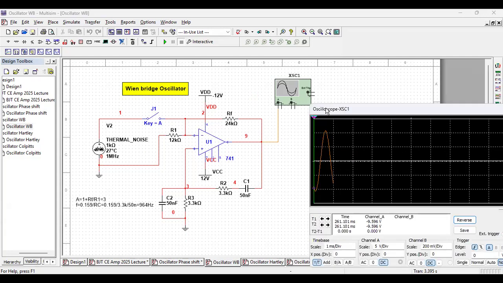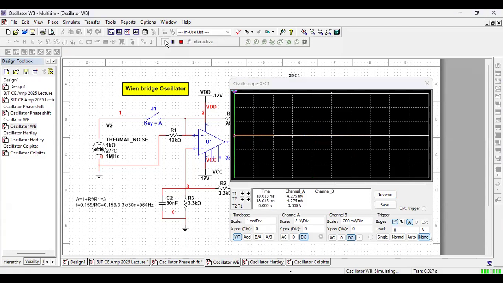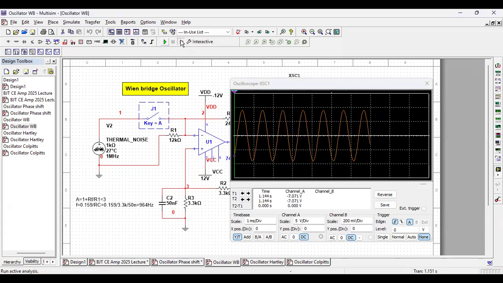Right? Once again, I start simulation. Nothing happens. I close and then open this switch. Oscillation starts. Right? This oscillation is around 1 kilohertz. So this is how your Wien bridge and phase shift oscillators work.